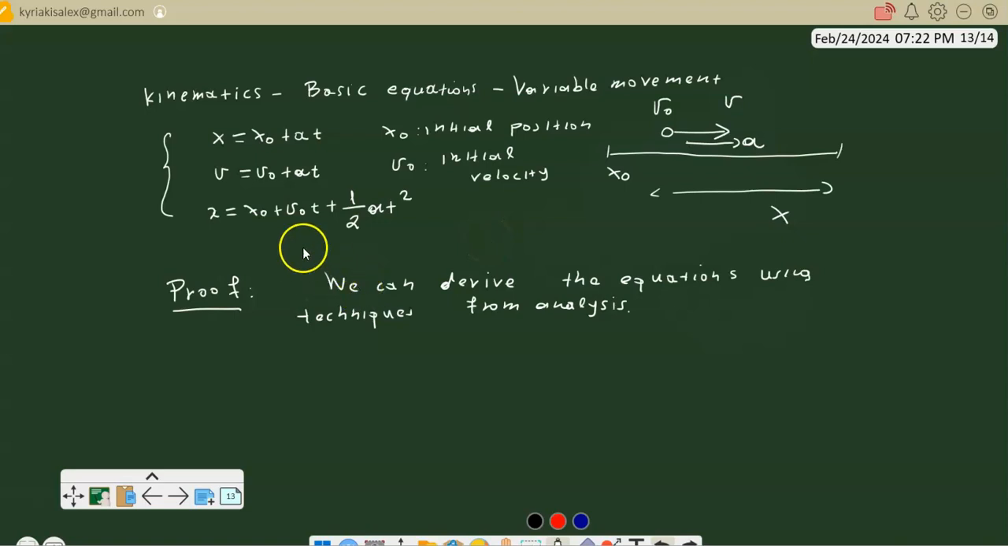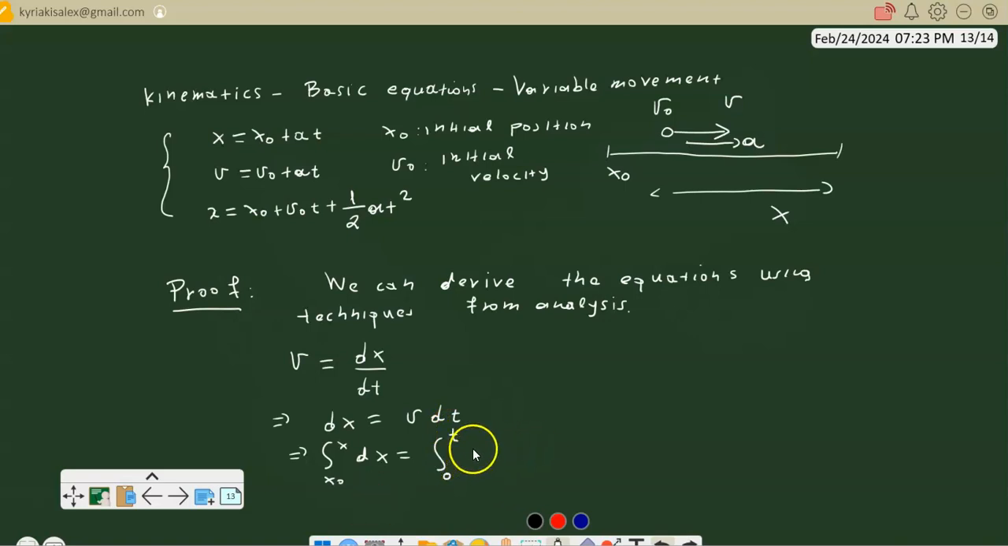What we can do is derive these equations using techniques from analysis. So we know that the velocity is the derivative of x with respect to time. What we can do is write the differential dx equals v times the differential dt. I integrate from x naught to x, and here I integrate from 0 to t.